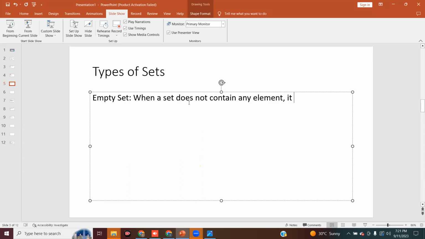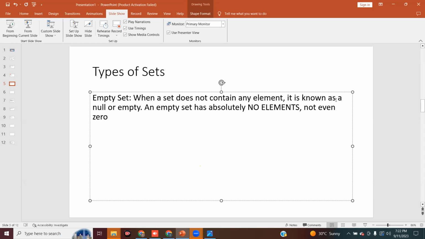When a set does not contain any element, it is known as a null or empty set. An empty set has absolutely no elements, not a single one. Not even zero. So don't think that the empty set has zero in it. No elements inside the set.